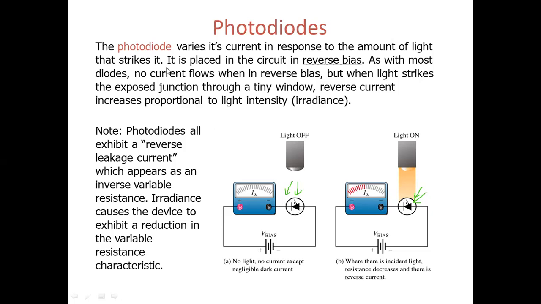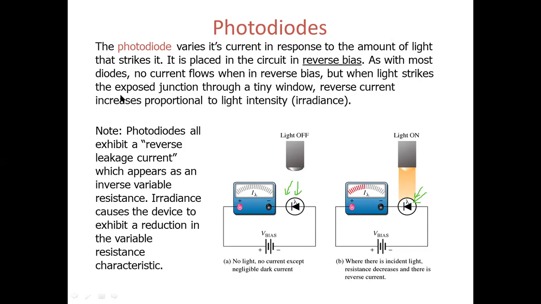A photodiode varies its current in response to the amount of light that strikes it here now. This photodiode will vary its current when the light strikes that part here now. It is placed in the circuit in reverse bias. We connected it in reverse bias. This one, positive is connected to the N region and negative is connected to the P region here now.